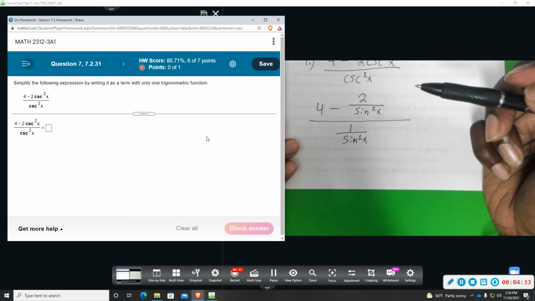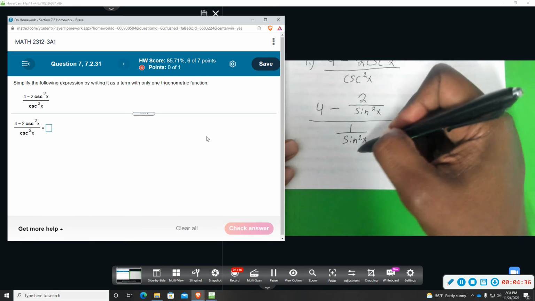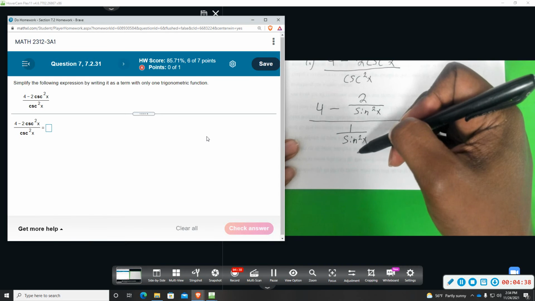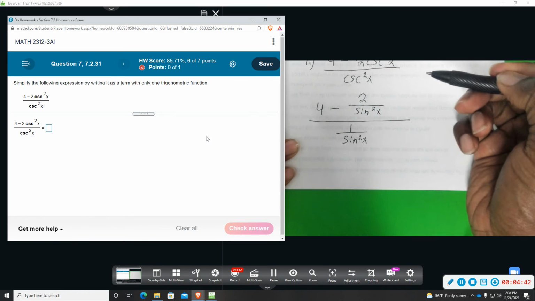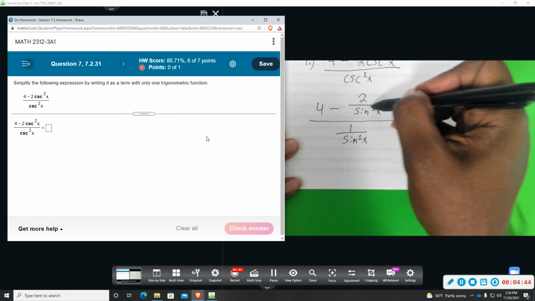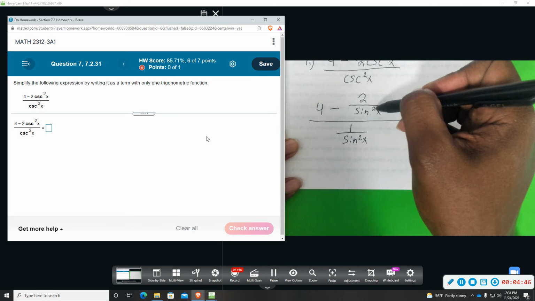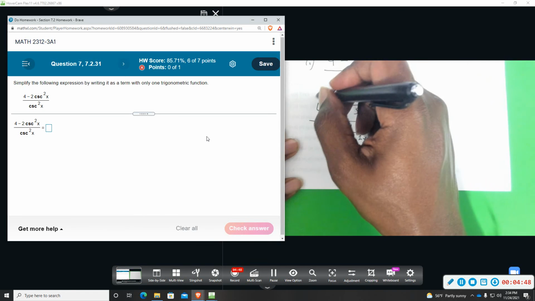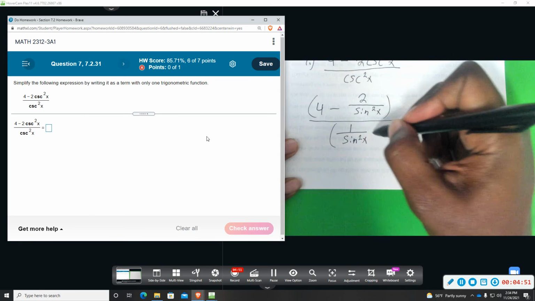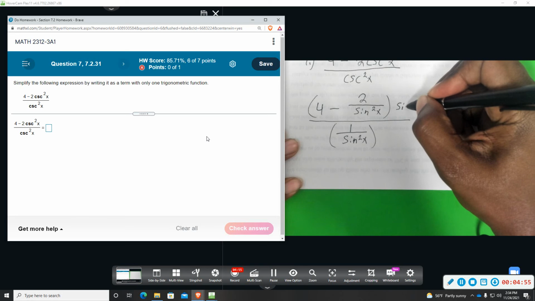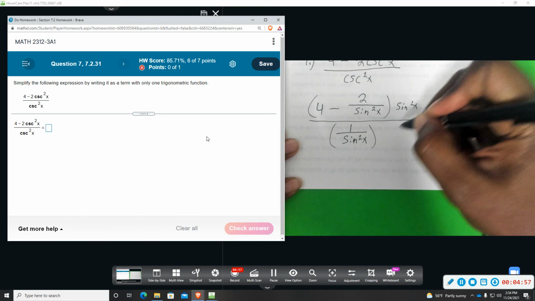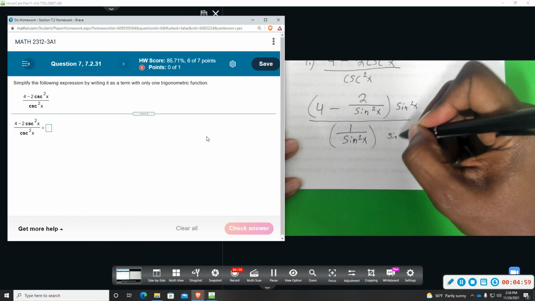Alright, so now a little algebra trick. I have a fraction on top and a fraction on the bottom. So to get rid of a fraction, we want to multiply by the common denominator. The common denominator here will be sine squared x, and the same thing in the bottom. So I'm going to multiply top and bottom by sine squared x. A little algebra trick.